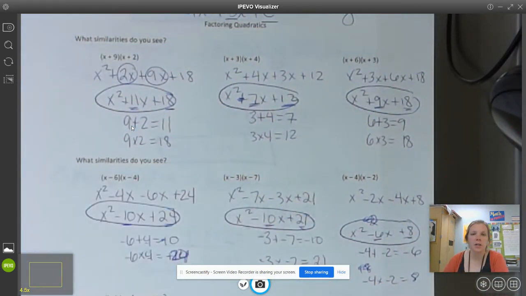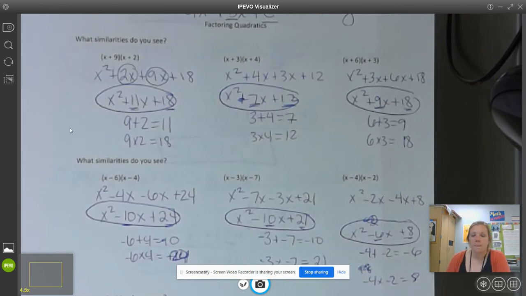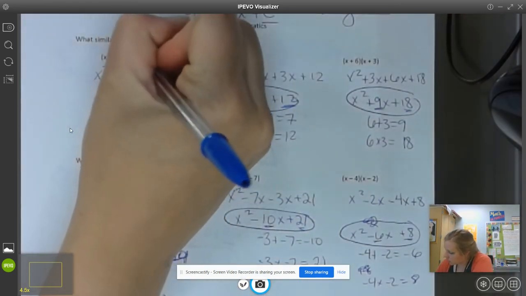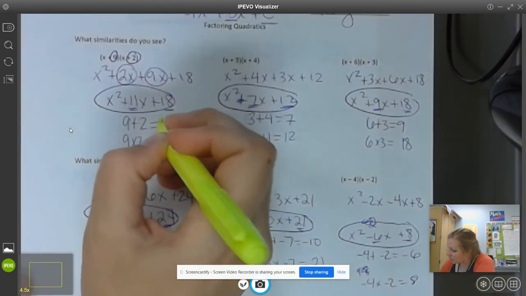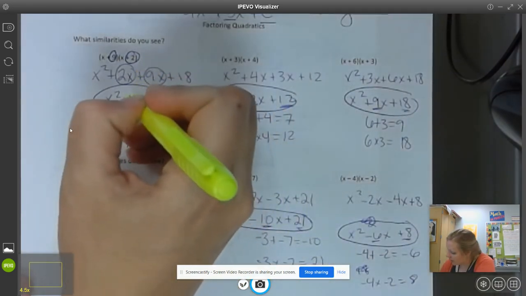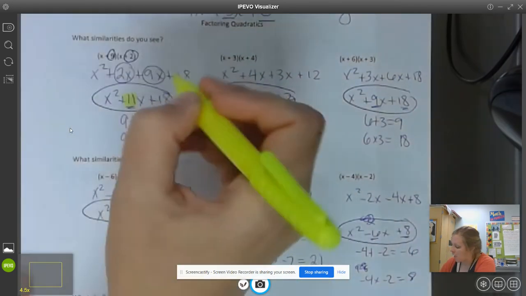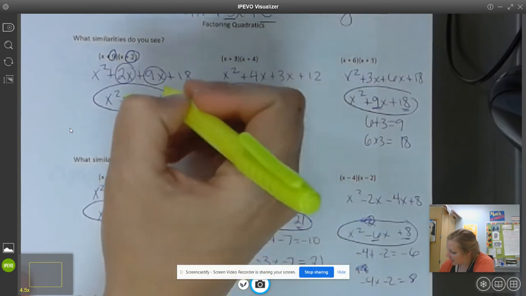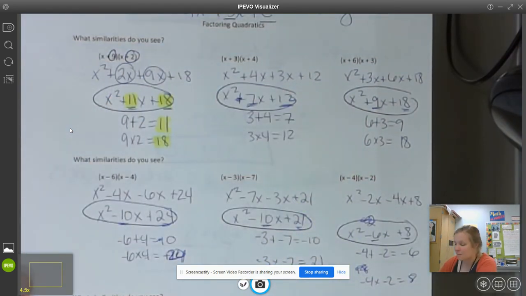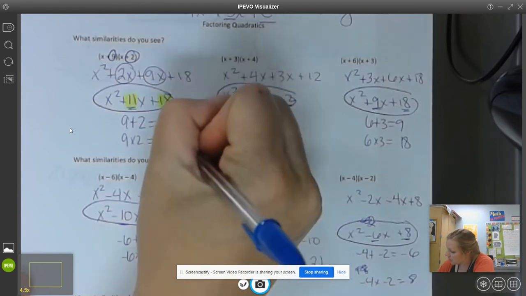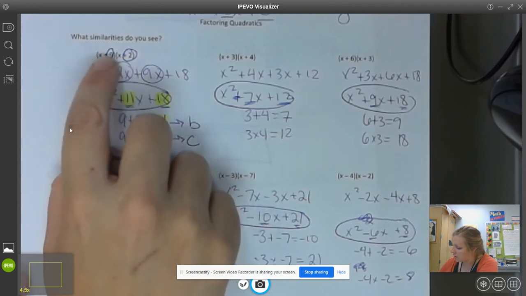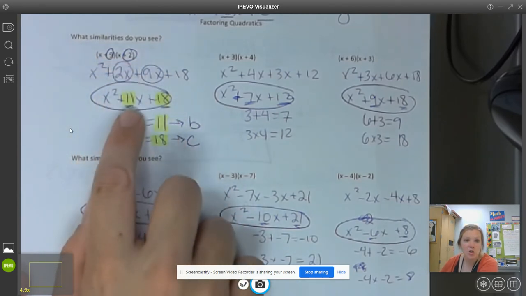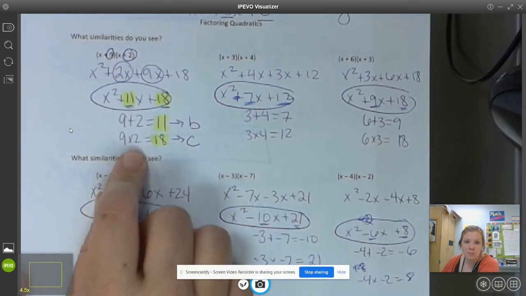When you look at this work, my numbers here are 9 and 2, right? 9 and 2. And the cool thing is, watch, if I add 9 and 2, I get 11. That's my b term. And if I multiply 9 and 2, I get 18. That's my c term. So when I add 9 and 2, I get the b term. When I multiply them, I get the c term.